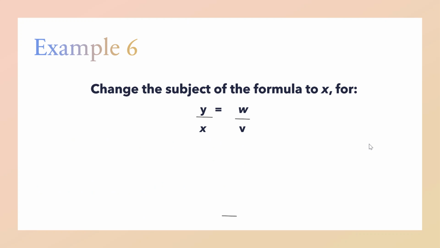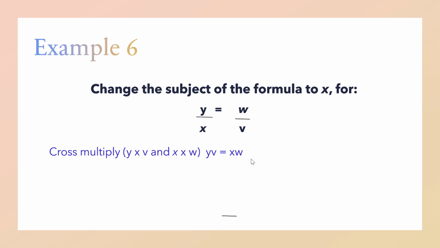Example 6. Change the subject of the formula to x for y over x equals w over v. This time we've got fractions again. We go straight into cross multiplying. So y times by v is first, and x times w is second. So we get yv equals xw.